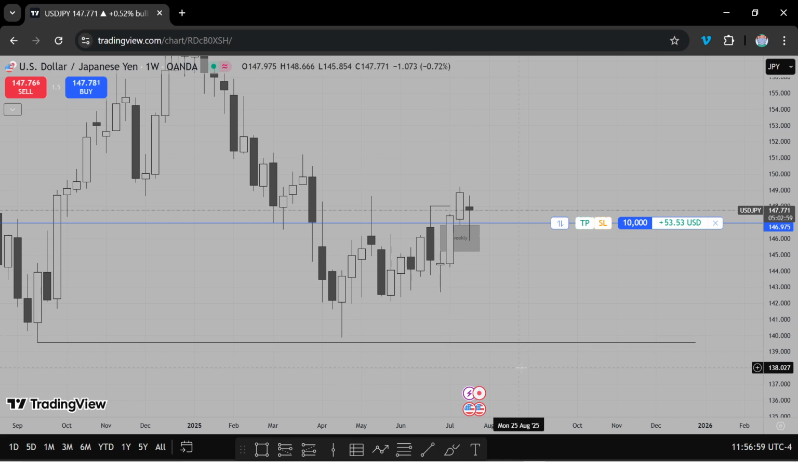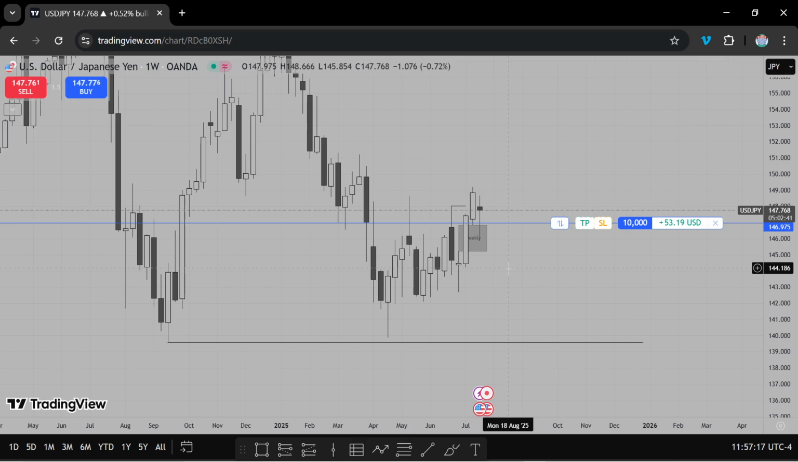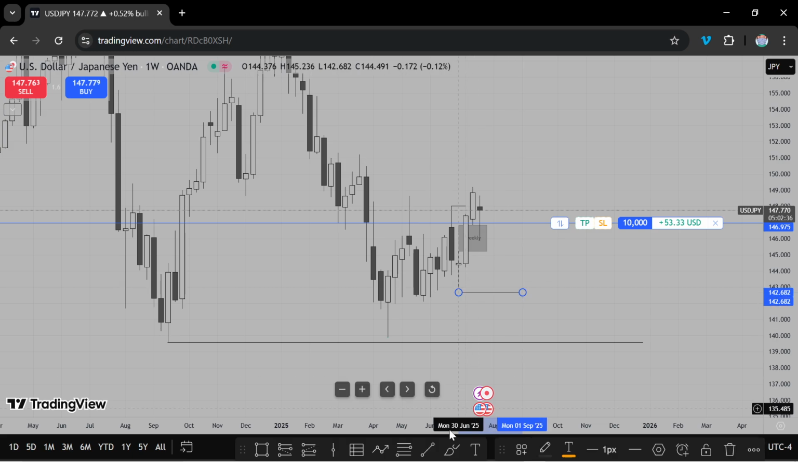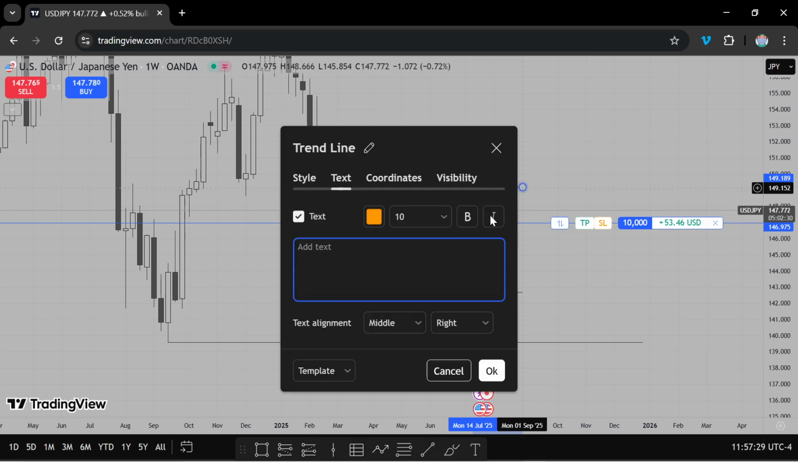And then the other thing that we can also appreciate is that we have a bullish price leg forming right here. So this is our bullish price leg right there. Okay, so that's our price leg high right there.